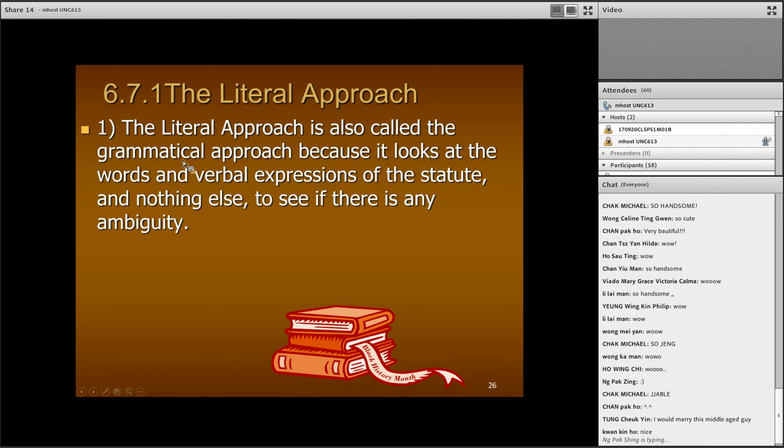The literal approach is also called the grammatical approach, because it looks at the words and verbal expression of the statute and nothing else, to see if there's any ambiguity. So the requirement for the literal approach is that there should be low ambiguity. The wording is quite clear, so the meaning is very clear. When the meaning is clear, there's no need to use other approaches. Usually the judge will use the literal approach when the meaning is clear. Of course, the judge has to decide whether the meaning is clear. If the meaning is clear, they just use the literal approach.